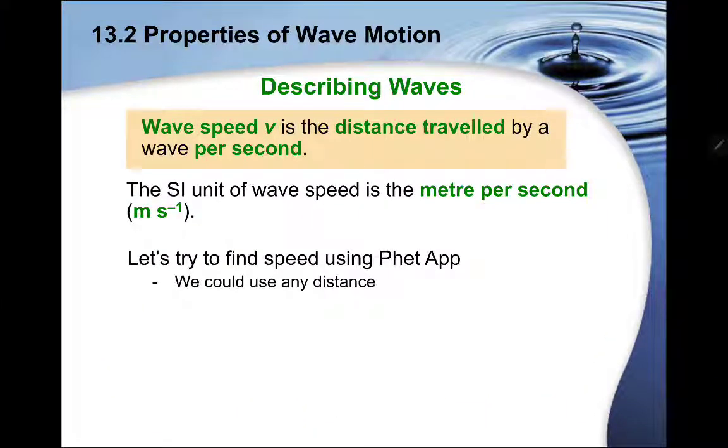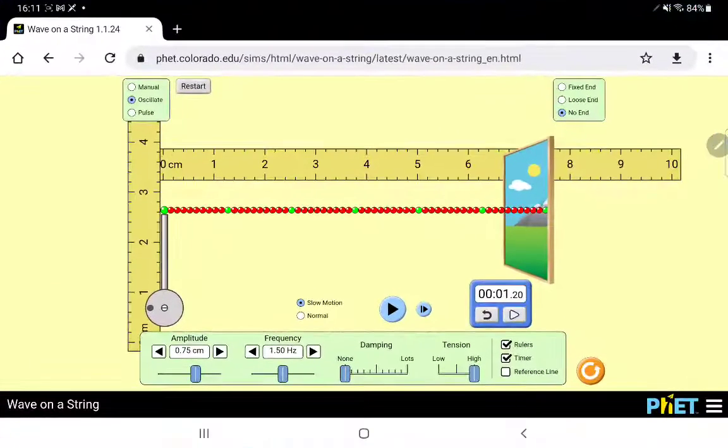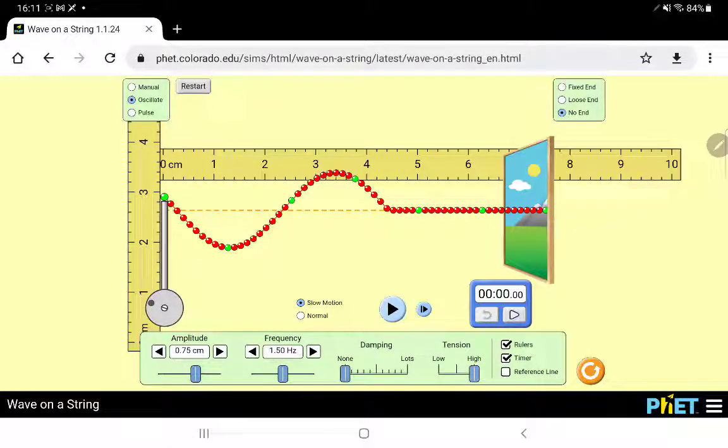So if I can use any distance, I could also use a wavelength, right? And this is a property that we know. And why would using a wavelength be helpful? That means that instead of using this whole distance, I just want to see the distance for the wave to travel one wavelength. Okay, it's a bit more than a wavelength, but you get the idea. So I would just want to use the distance of one wavelength. So let's say the wavelength of this wave is about 4.4 centimeters.